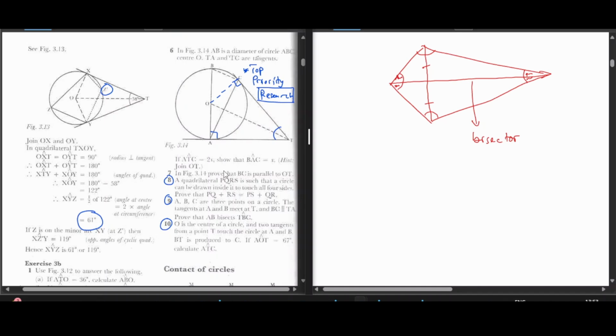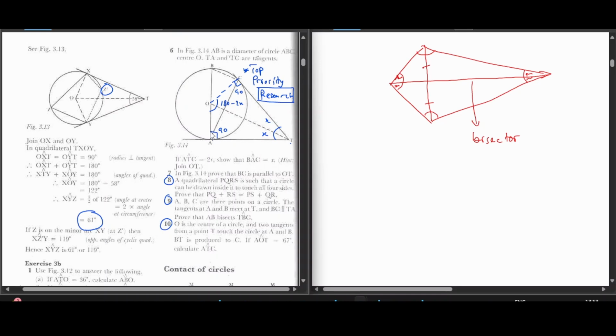So since we were told here that ATC is equal to 2x, that means here it is x, and here again it is x. That is very important. So if that is the case, it means here it would be 180 minus 2x. And of course here it's 90, and here again it's 90. Like that.